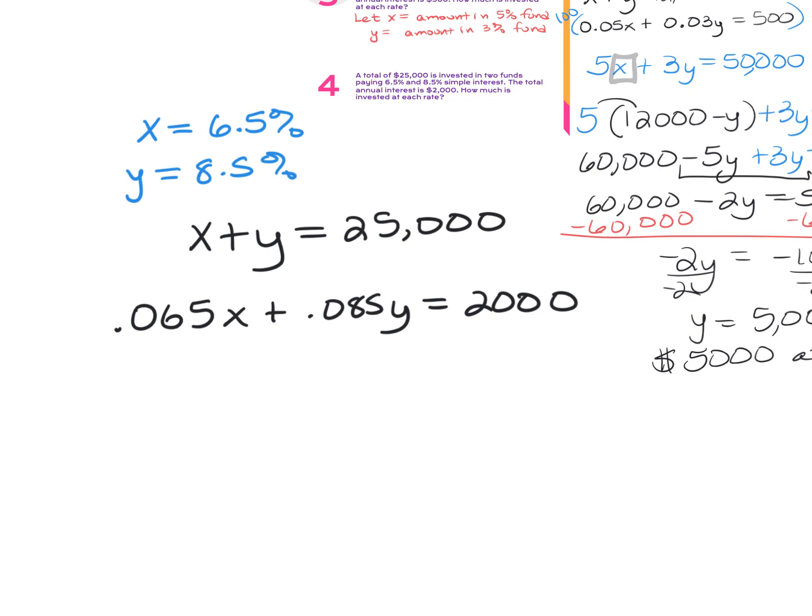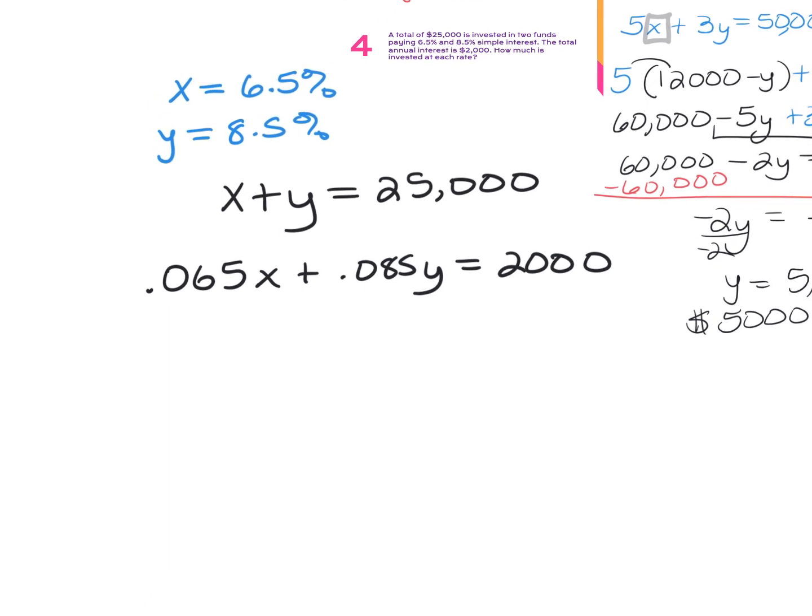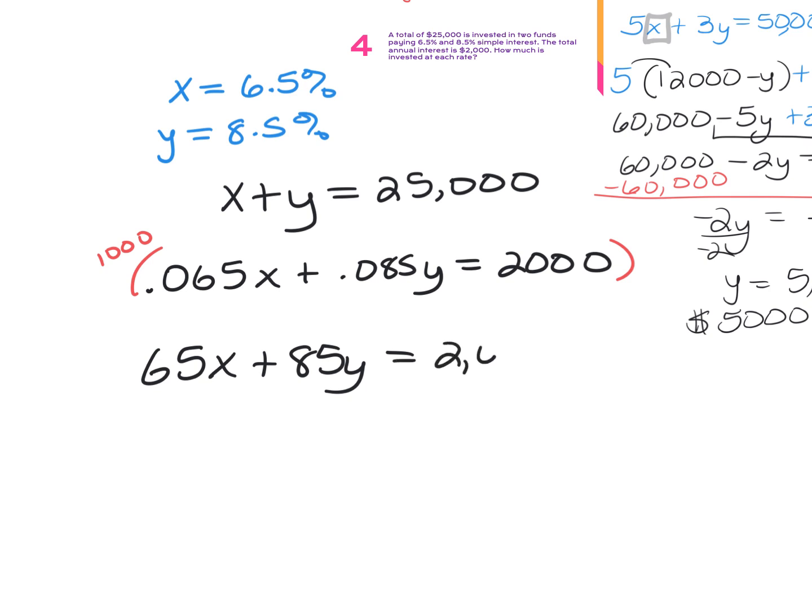I can do exactly the same thing, and I could clear the decimal point. Notice this time I've got 3 numbers behind the decimal point. So either think of it as multiplying by 1,000 or just moving the decimal point 3 times. So then this would now give me 65x plus 85y is equal to 2 million.